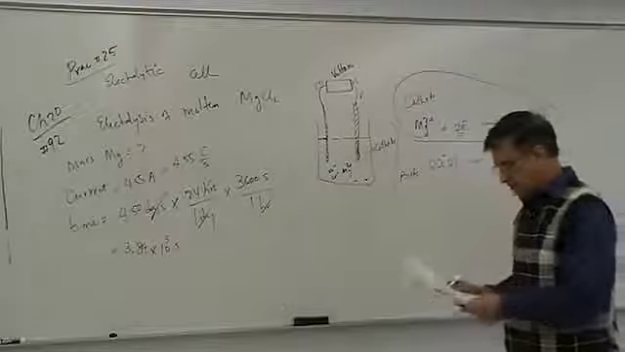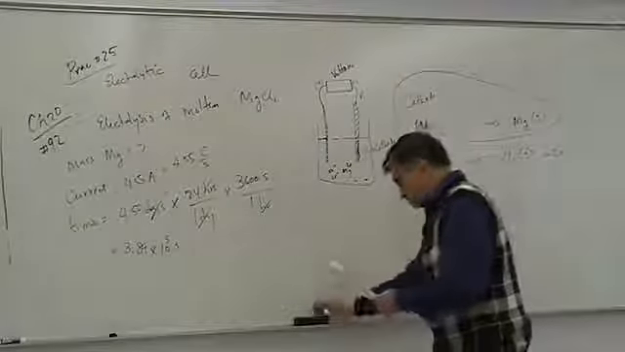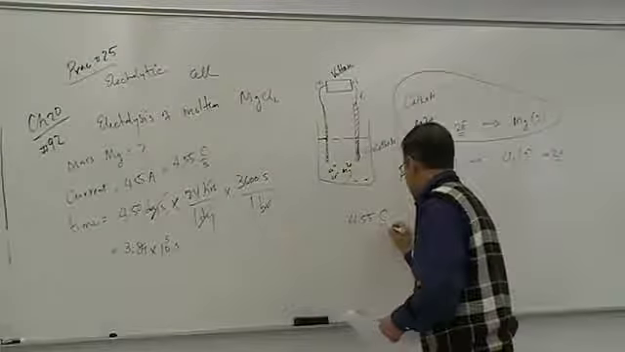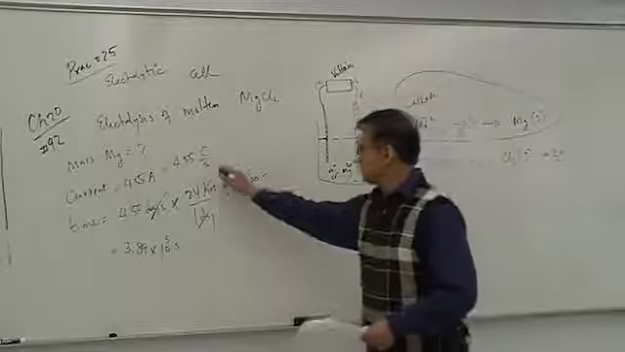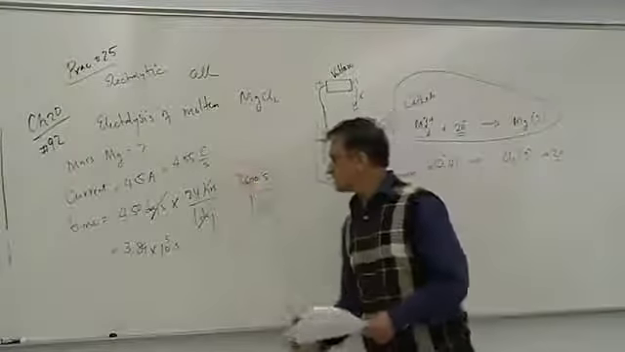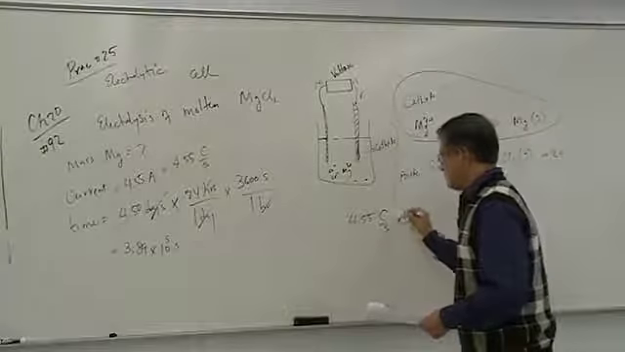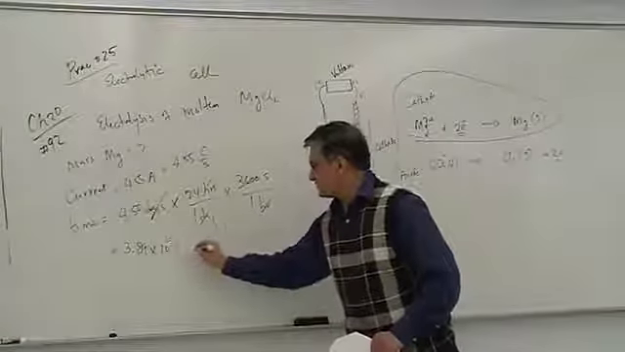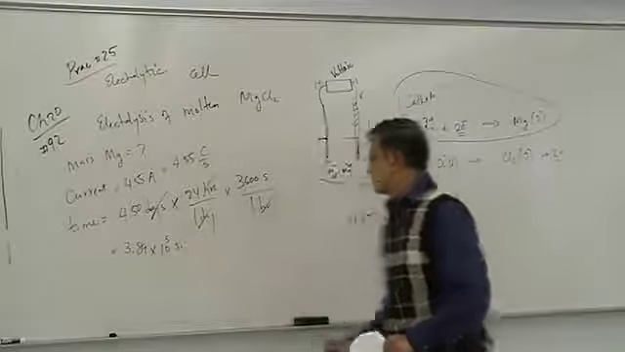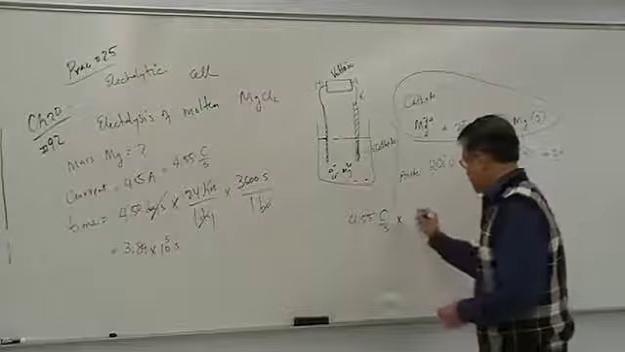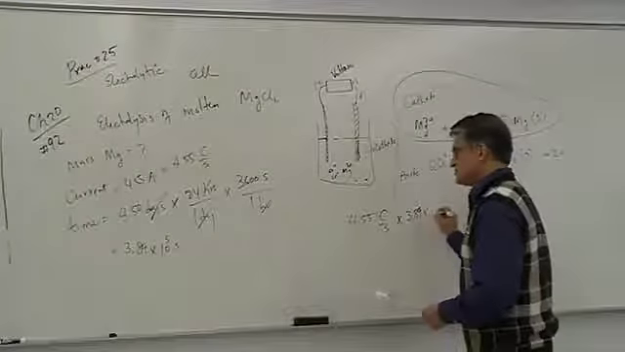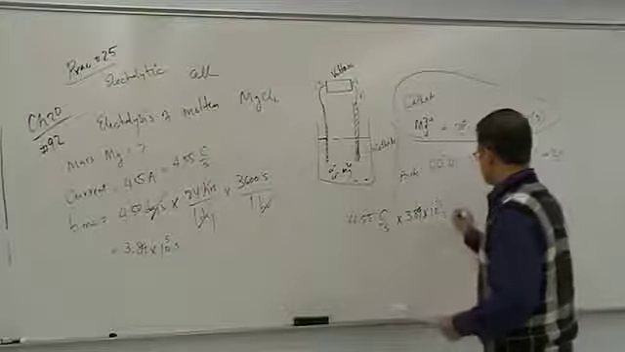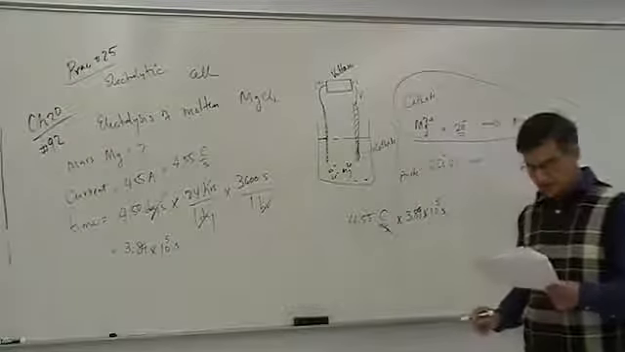So let me show you this. 4.55 coulomb per second, that's the current that you are passing. Always start with what is given and then go forward. And I'm passing that for that many seconds, 3.89 times 10 to the power 5 seconds. This is seconds, keep in mind. So seconds would cancel out, that would give me coulomb.